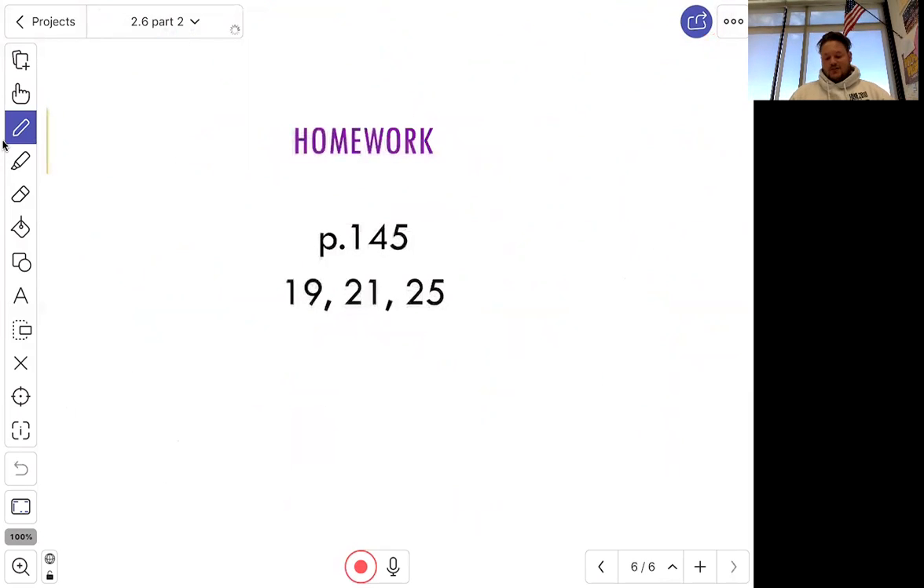The next slide, this is just some practice homework. But that's pretty much it for solving rational inequalities. Again, like I said, after every video, make sure you're reaching out to your teachers. If you have any questions, we will be glad to answer them.